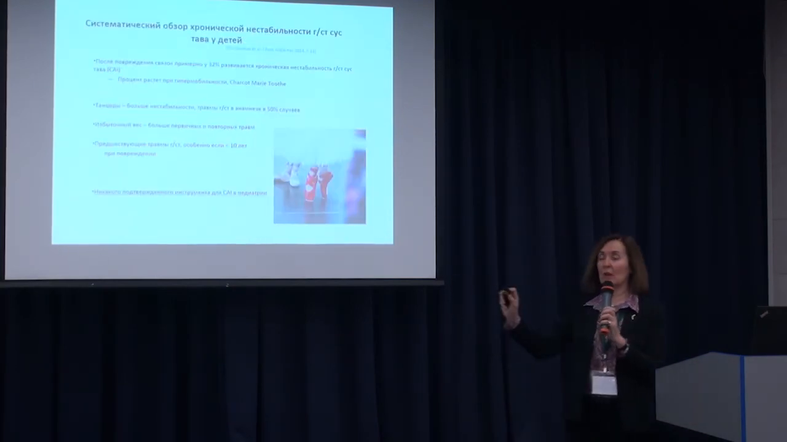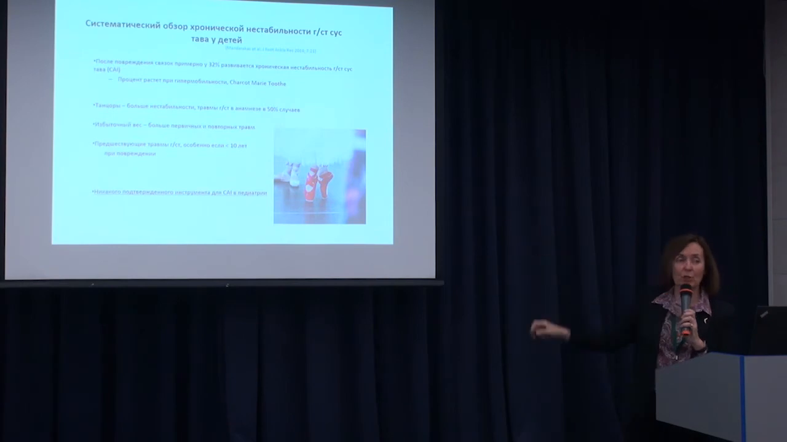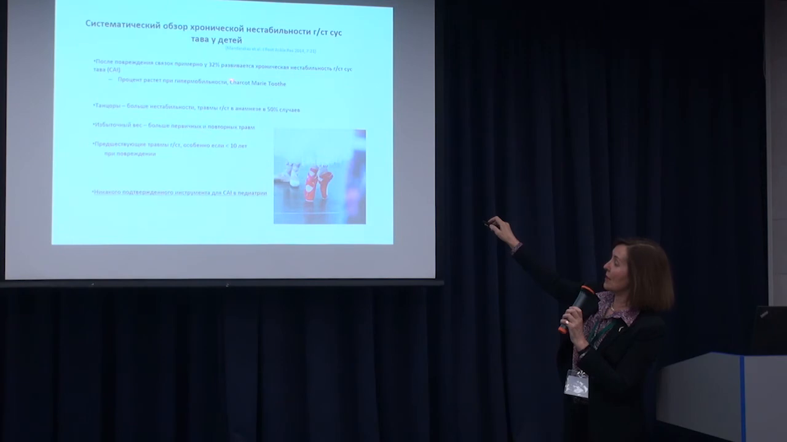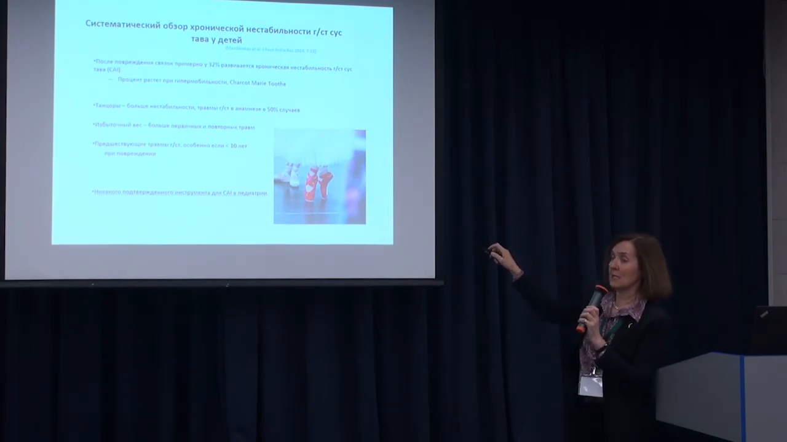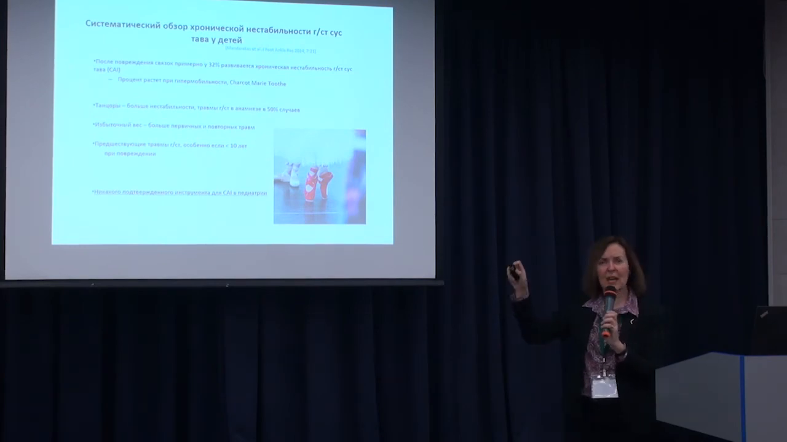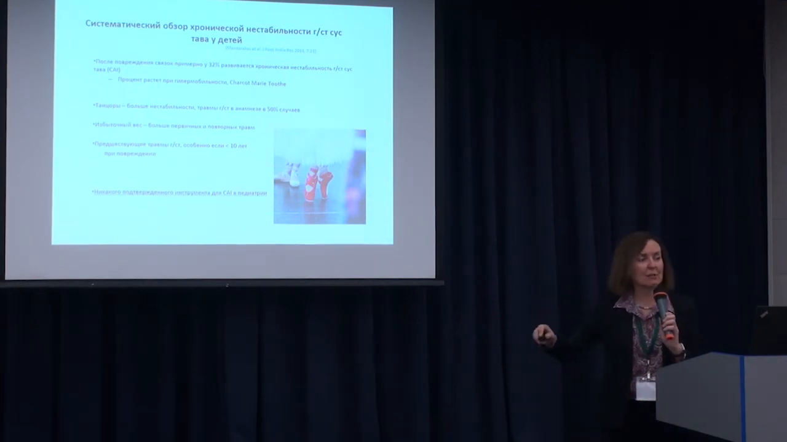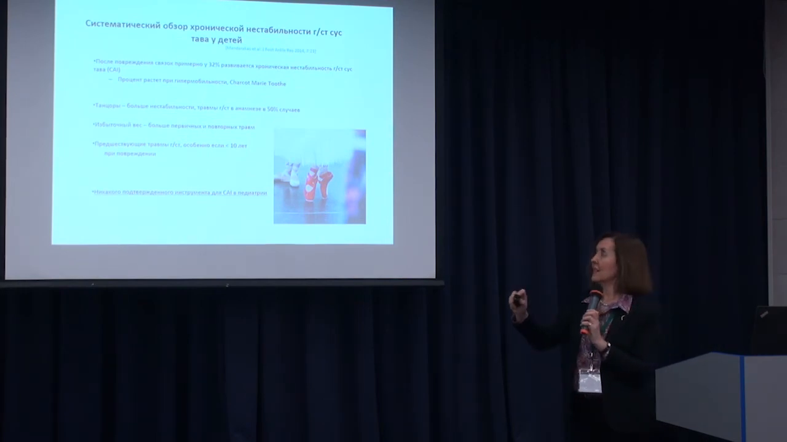So again, best evidence, systematic review. This is young people following ankle sprain, and this is in children. About a third have chronic instability. So at every age, ankle injuries need to be taken quite seriously.